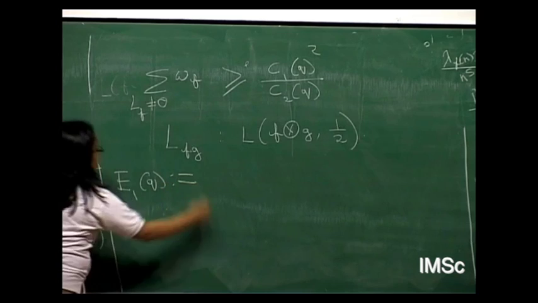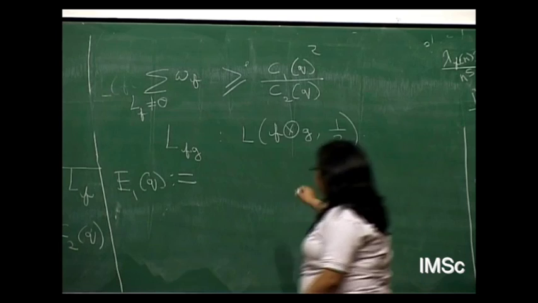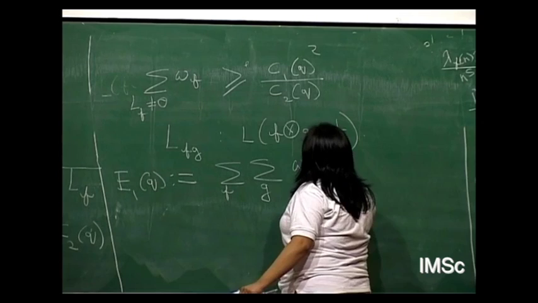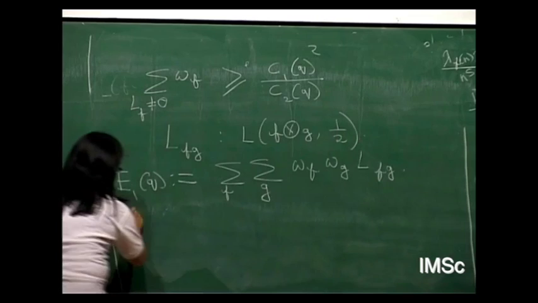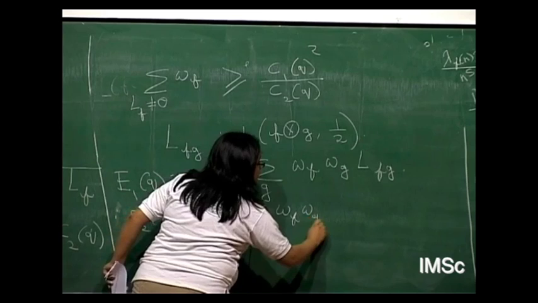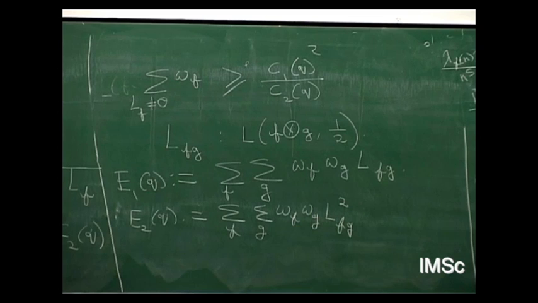E1 of Q, okay? So this is equal to the double sum. E sub 2 of Q is equal to... okay.